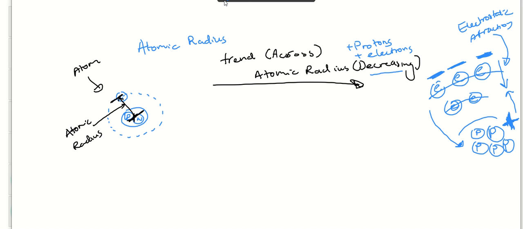Now the next one we want to look at is if we go down the periodic table, okay? So if we go down the periodic table, what's happening to our atomic radius?